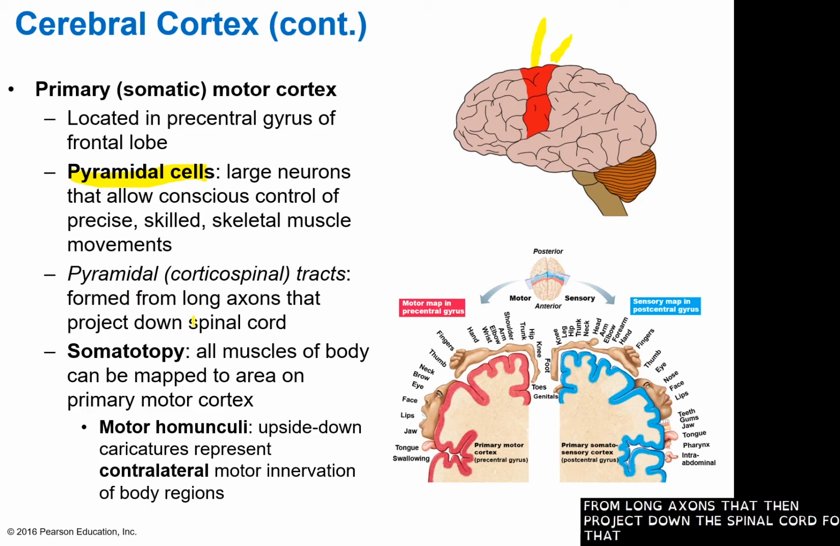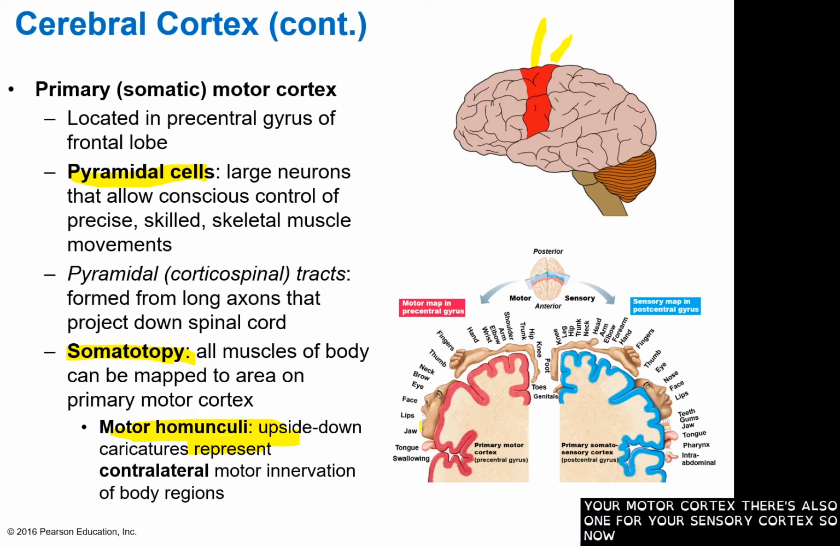Now, one unique thing about the brain that I find really cool is this term called somatotopy. This is where all muscles of the body can be mapped to an area on the primary motor cortex. So if you've ever been to carnivals or fairs, or even Disney, there's always someone there that draws a caricature of you. So these motor homunculi are caricatures of your motor cortex. There's also one for your sensory cortex.